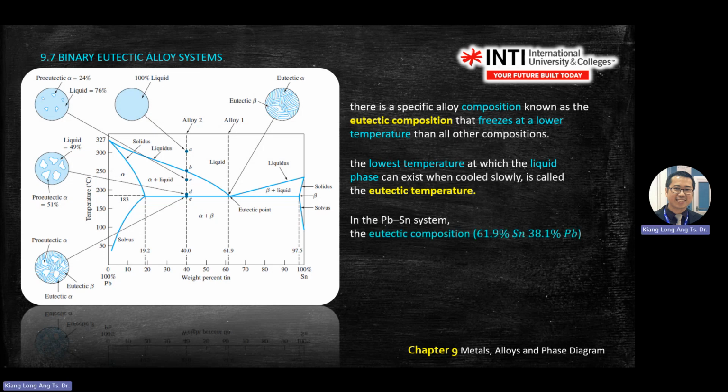So in the PV system, what do you think is the temperature? If you read all these statements, what is the temperature? You know the eutectic line, right? So it asks you the eutectic temperature. There's only one eutectic temperature there, which is 183 degrees. Okay.